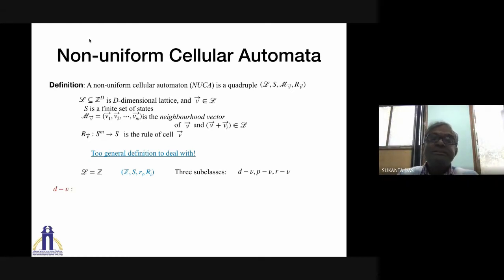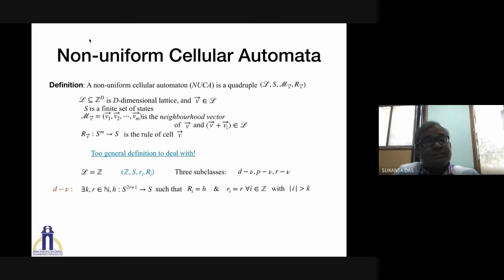So say it is d-NUCA. What is this d-NUCA? Let me define it first, then we shall discuss in detail. This is the definition. It may look difficult. There exist k and r in N, two natural numbers, and h is a rule from S to the power 2r plus 1 to S, such that Ri equals h and ri equals r for all i in Z where mod of i is greater than k.